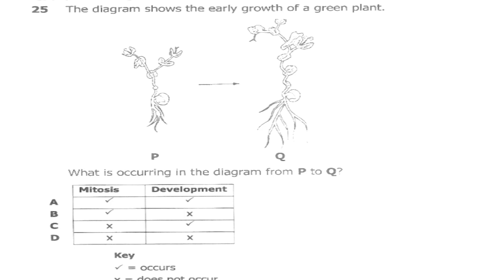Question number 26. Some seeds were placed in 4 dishes under different conditions as shown in the table. So we have four dishes.